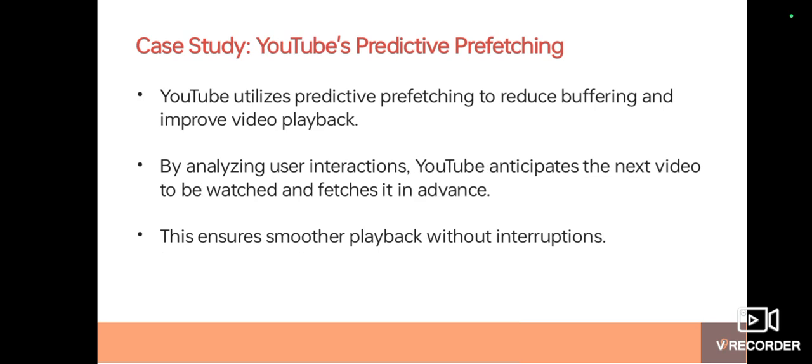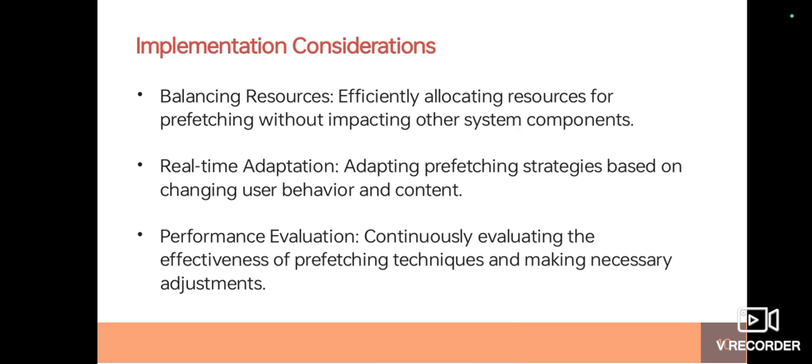The next case study we are going to see is YouTube's predictive prefetching. YouTube utilizes predictive prefetching to reduce buffering and improve video playback. By analyzing user interactions, YouTube anticipates the next video to be watched and fetches it in advance. You may observe in YouTube that when you are watching one video, the next videos or shorts are similar to the video you have seen before. In this way predictive prefetching works. This ensures smoother playback without interruptions.